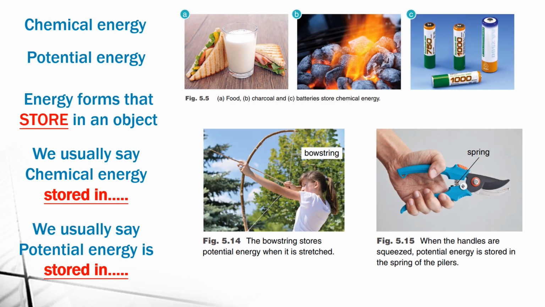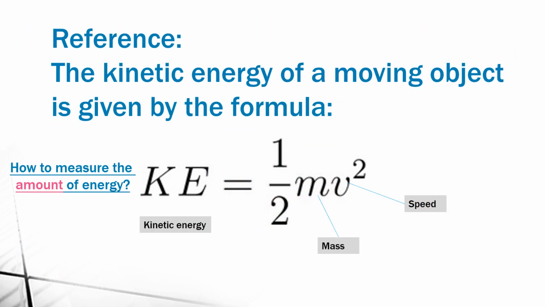How about the next one? Chemical and potential energy. They store inside the food, inside the battery, inside the bowl, inside the spring. We usually use the term "they store in some object." I go back to this slide again. The kinetic energy. They are the kinetic energy of something. Now, I'm not going to show you the case for electrical energy. Now, hope you can distinguish different groups of energy.